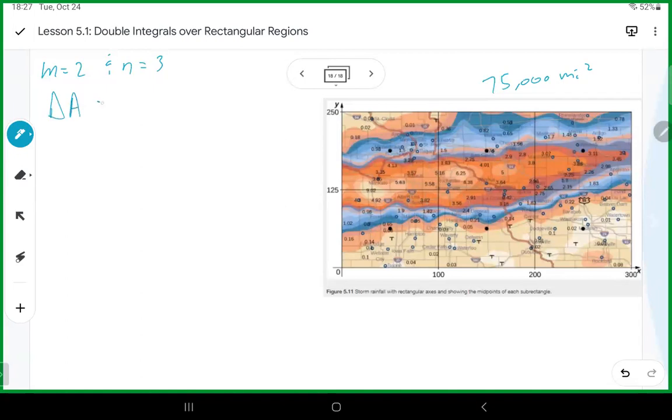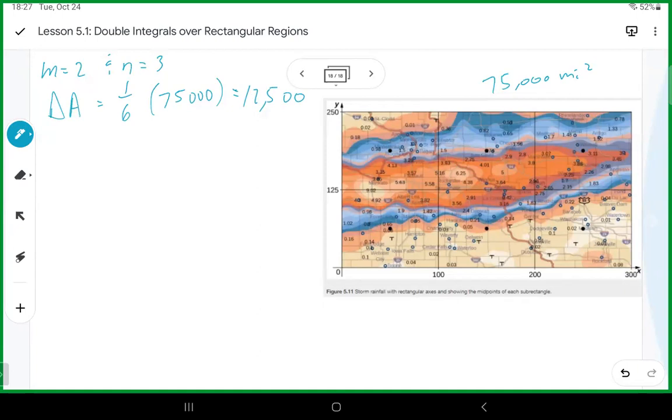Then the area of each sub-rectangle is delta A equal to 1/6 of 75,000, which is 12,500, sorry. 1, 2, 5, 0, 0. Done. I'm not done with the problem, just done with writing that piece.